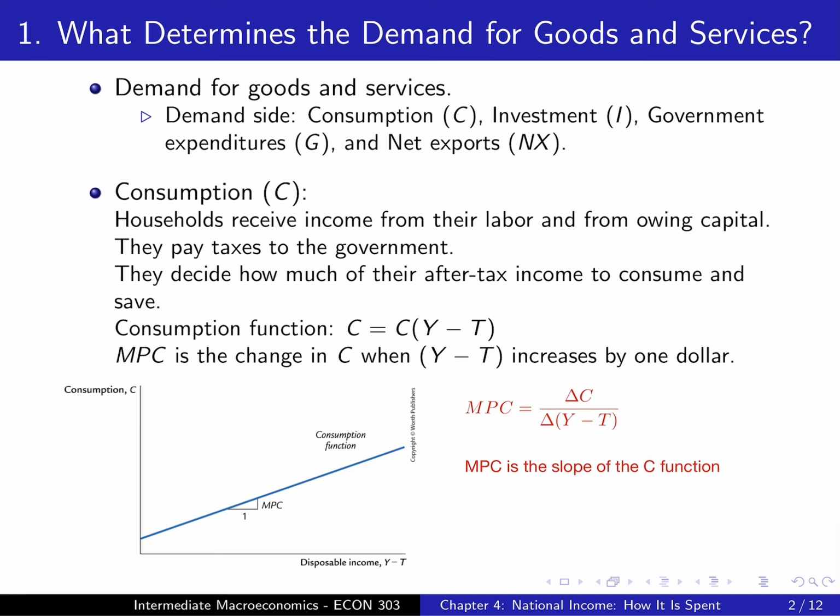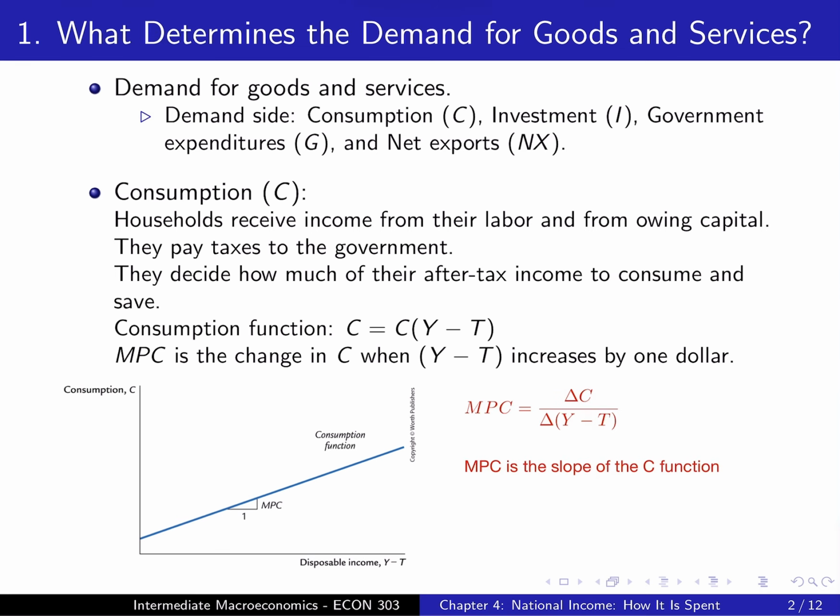Households receive income from two main sources, labor and ownership of capital. From that income, they pay taxes to the government. What remains is disposable income, or Y minus T, which they can either consume or save. We model this with a simple consumption function. C is a function of Y minus T, which tells us that consumption increases with disposable income.